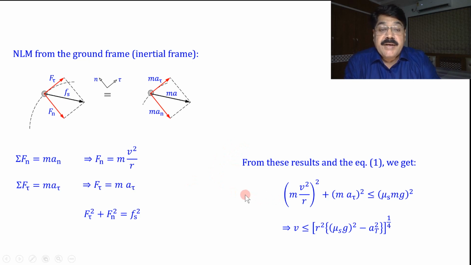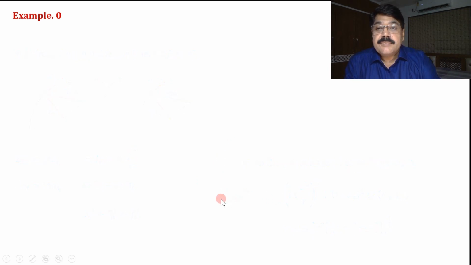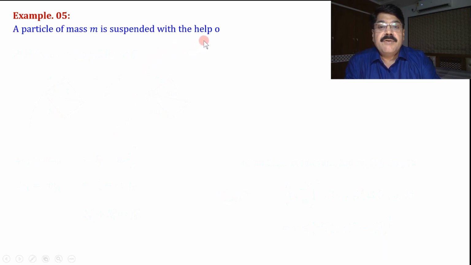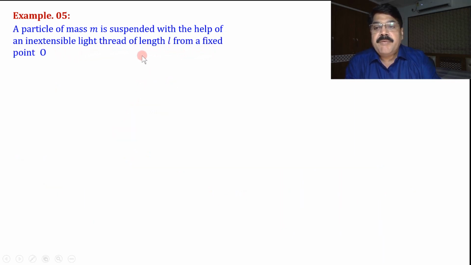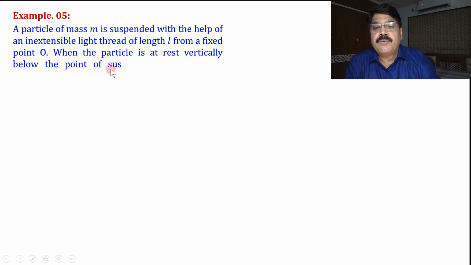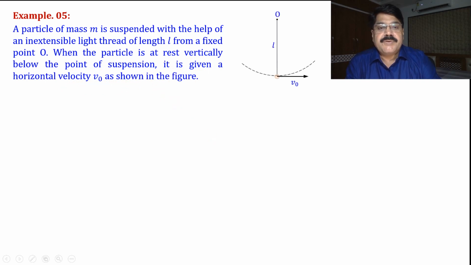Now let us come to the next example. Example 5. A particle of mass m is suspended with the help of an inextensible light thread of length L from a fixed point O. When the particle is at rest vertically below the point of suspension, it is given a horizontal velocity v0 as shown in the figure. So that was the situation. Here the particle was suspended from the fixed point O with a light, inextensible thread of length L, and it is given a horizontal velocity in this way.